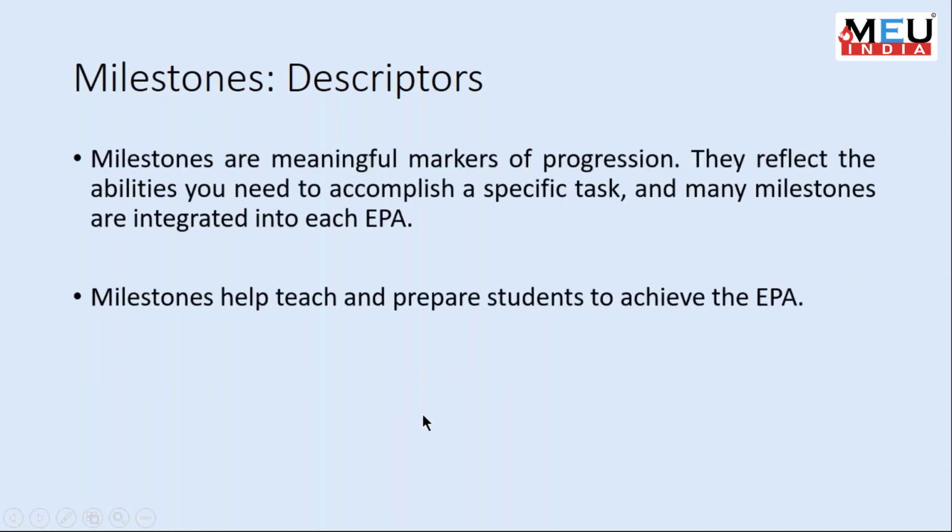Now, at the end, when we are teaching the student and we are also assessing the student at the level of the department or at one particular level, the milestone descriptors. Milestones are meaningful. Over here, one more word has come apart from EPA, that is milestones. Now, milestones are descriptors of the progress of a student. So, what basically does it say? It reflects the abilities you need to accomplish a specific task, and many milestones are integrated into each EPA.